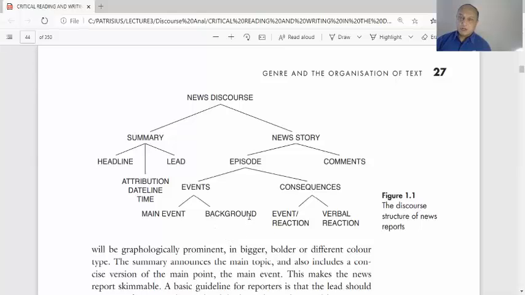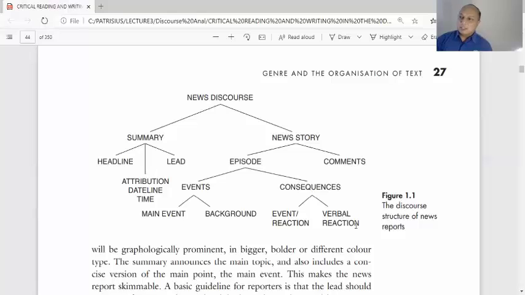Background is something which is already familiar to the readers. And then you have consequences. Consequences are things or situations that are caused by the events. And then consequences itself branches off into another event, which is caused by the main event, or verbal reaction. Verbal reaction means a comment, an utterance, a statement made by someone. Okay, so that's the generic structure of a news report.